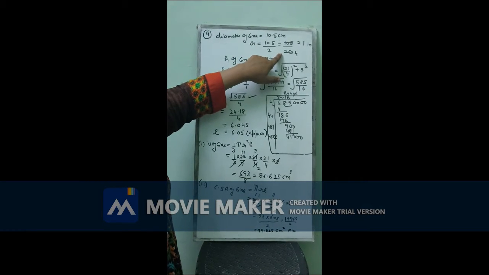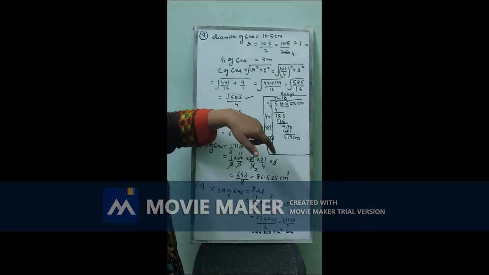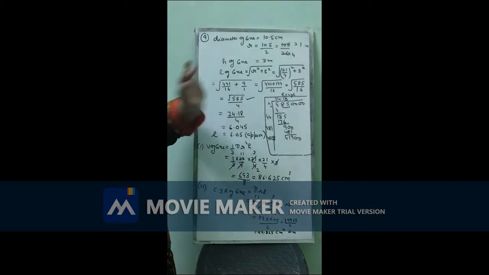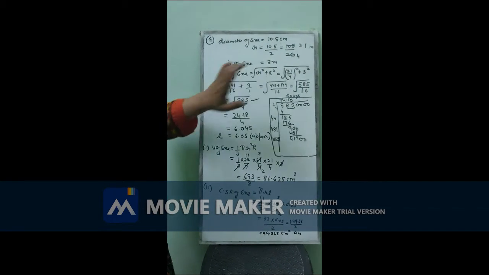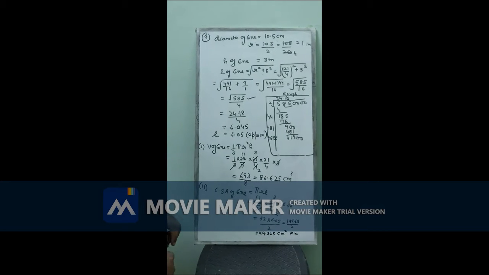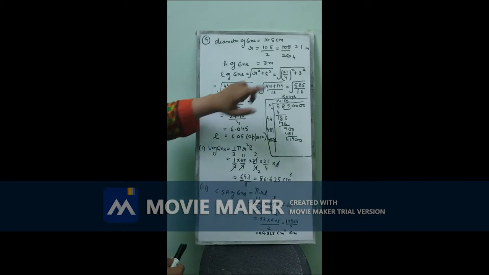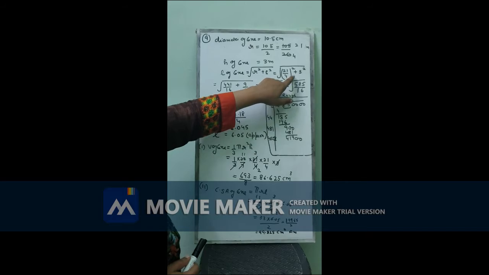This is 105 upon 20. Do the cutting on the table of 5. This is 21 by 4 meters. Now the height of the cone is 3 meters. Slant height of the cone is under root r square plus h square, which is 21 upon 4 square plus 3 square.